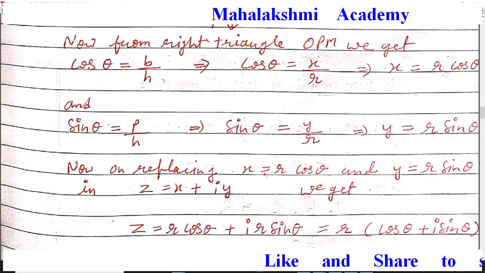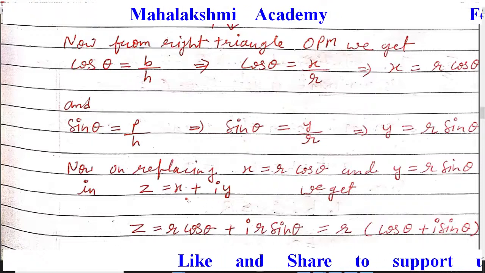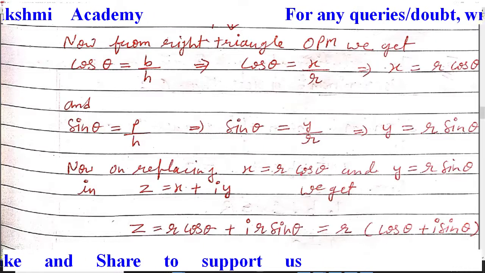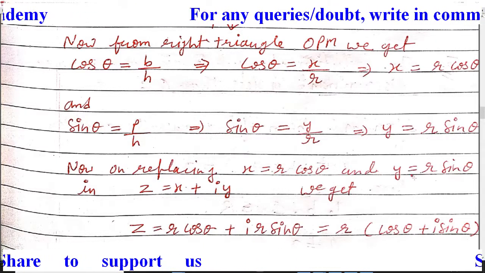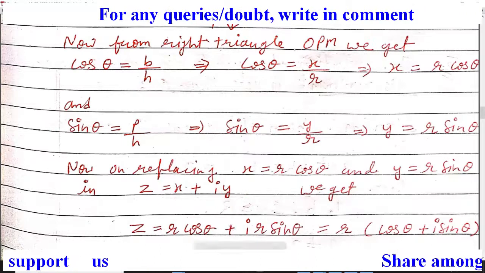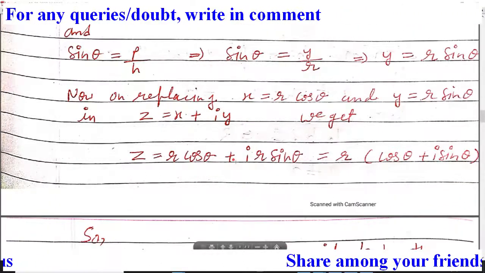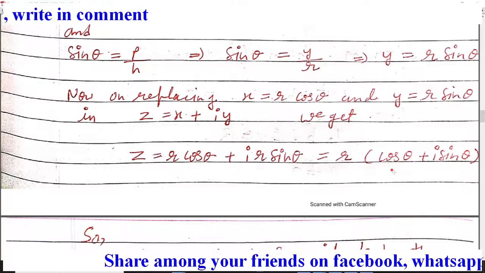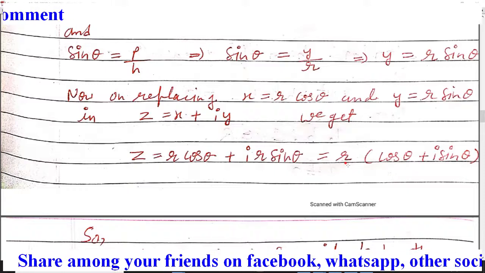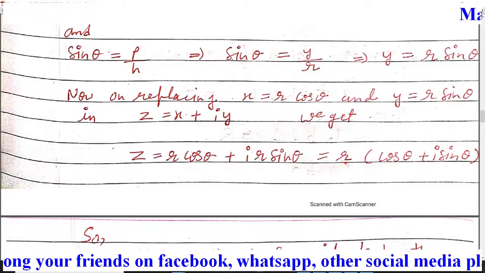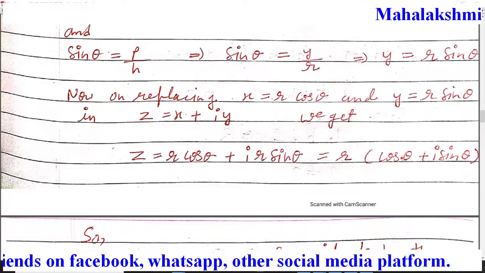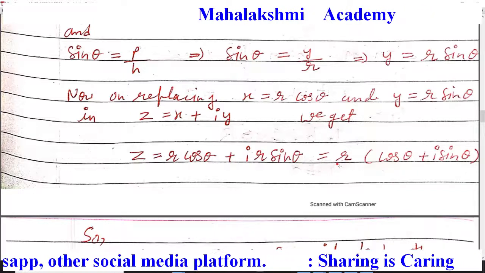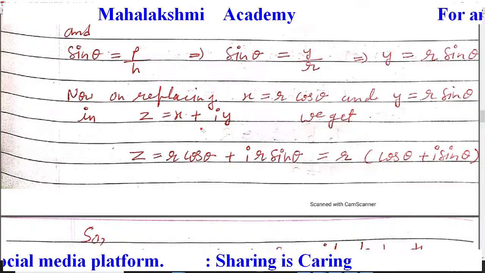Now these values of x and y we are going to replace in the complex number z equal to x plus iota y. So instead of x we will replace r cos theta, and instead of y we are going to replace r sin theta. After replacing the values, it will appear like this. Now in both you can see r is common, so take r common. So this is your polar representation of a complex number. So what is r here? r is the modulus of the complex number, and theta is the angle between the line OP and the positive x-axis. So this is your polar form, and it's your simple form of the complex number.